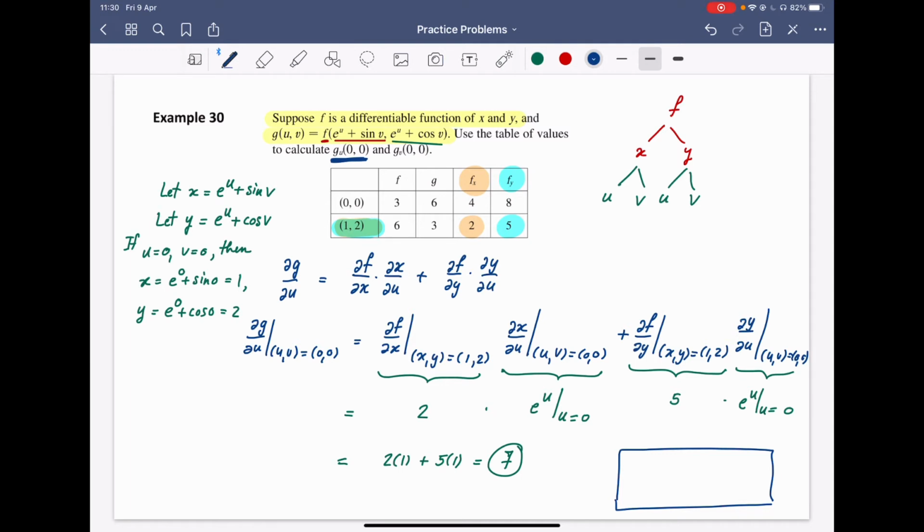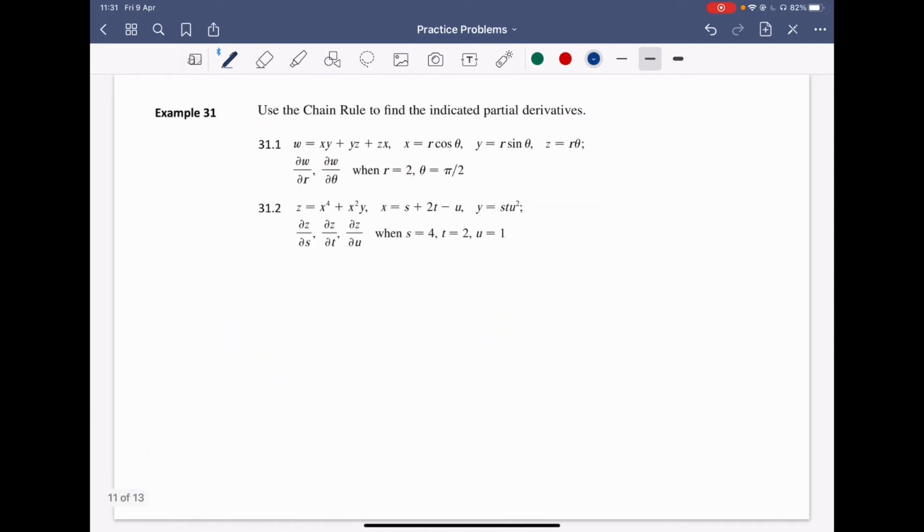Well, if you compute the subscript v at (0, 0), this is the same thing as curl G by curl V at (u, v) equal to (0, 0). If you compute that, the answer is going to be 2. I'm trying to copy the same concept as I showed you here, and then you just change the function and the numbers a little bit, so you get the answer for the second part. That is example 30. All right, we're going to move to the next one.